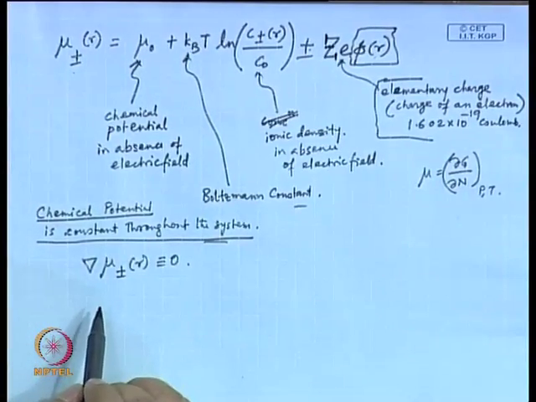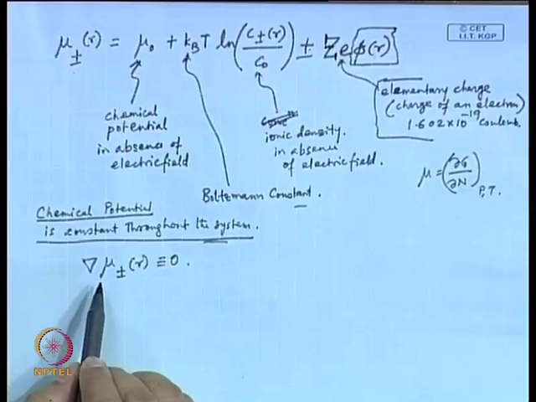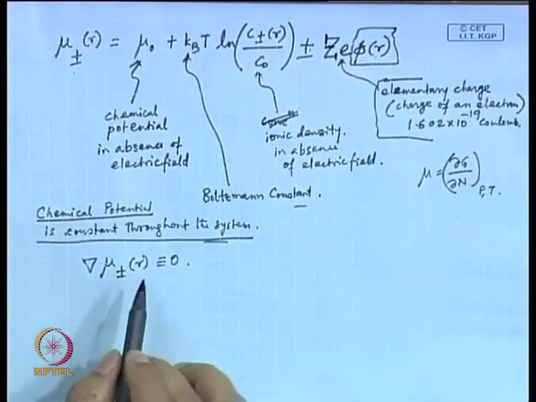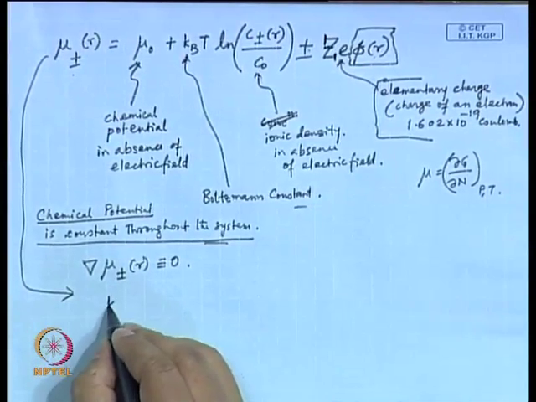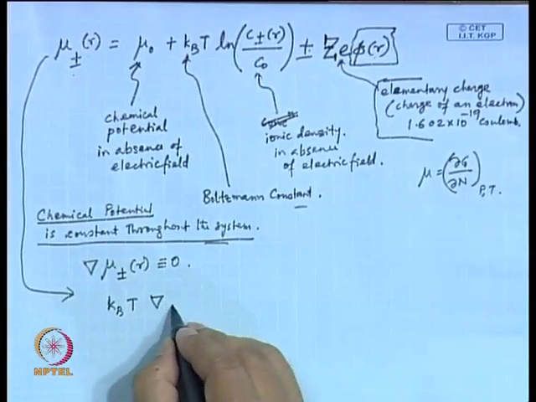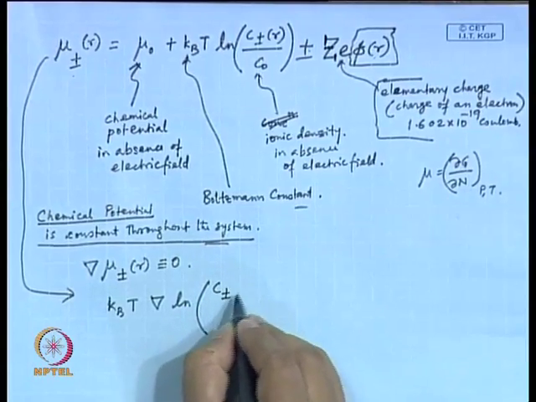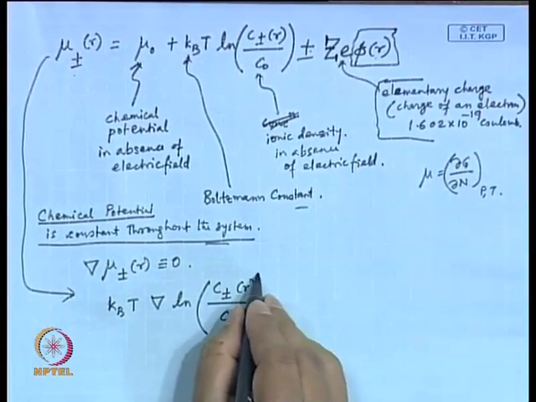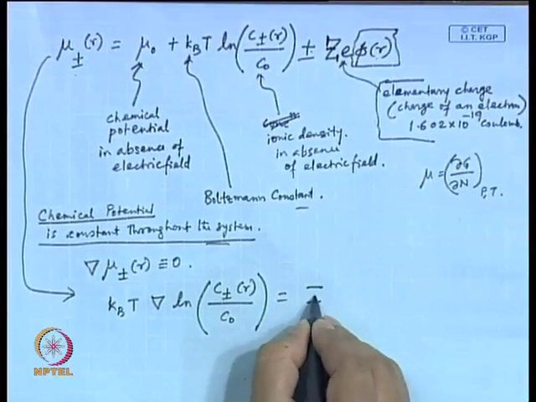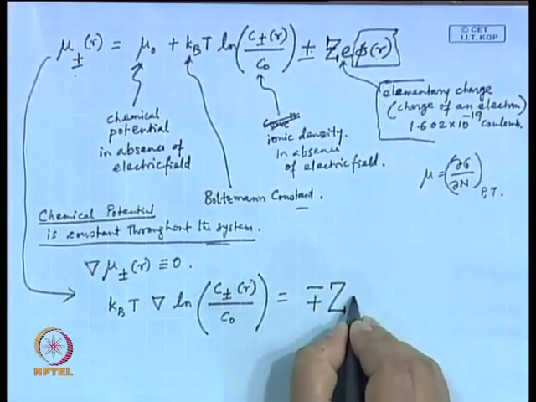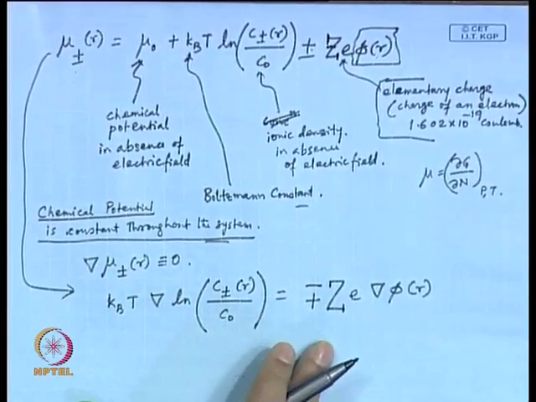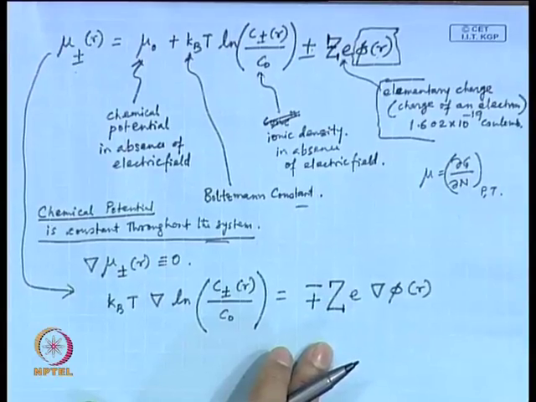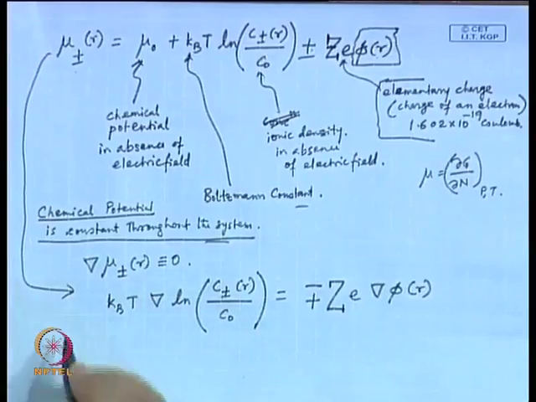That means the derivative of this mu has to be equal to 0. What that means is, if you utilize this expression, this is the expression that you get. If you have the grad of mu equal to 0, then you get this as the expression.